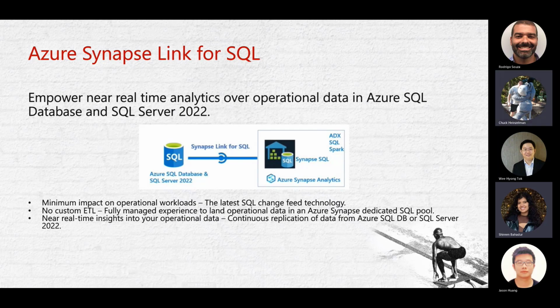So as with the other Synapse Link flavors, we really want to enable you to be able to do analytics on your data as fast as possible with minimal impact on the source systems in a way that's going to really work for analytical workloads. And that's one of the things we are really striving to get to here with Synapse Link for SQL. We are using a new technology in SQL Server called change feed, which is putting minimal load on the source systems in order to get the data out and into the analytical systems.